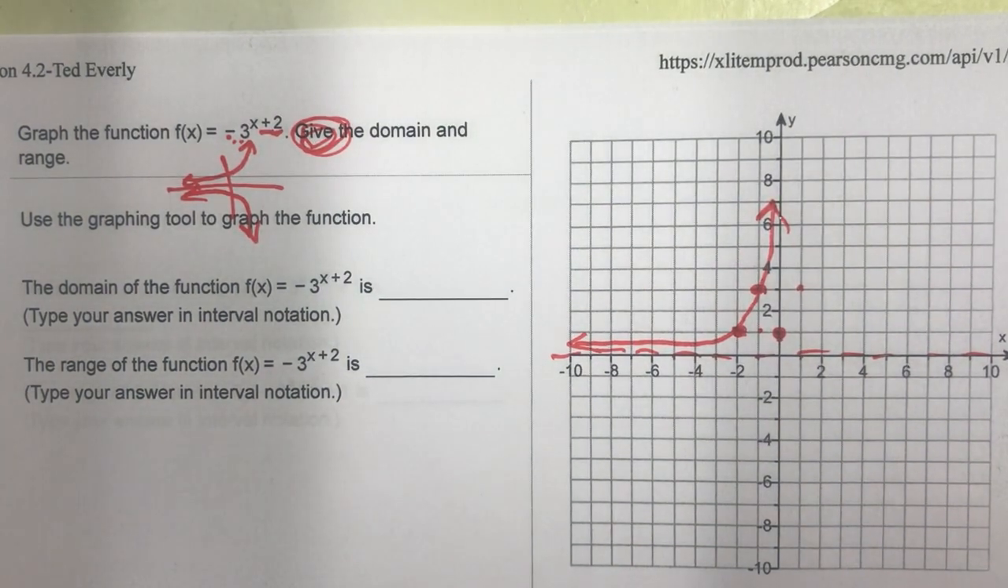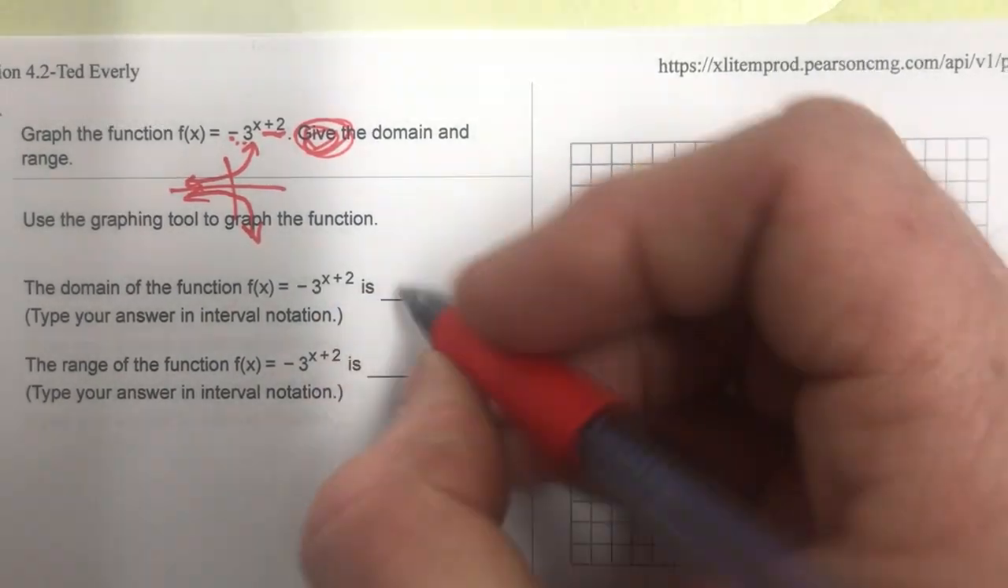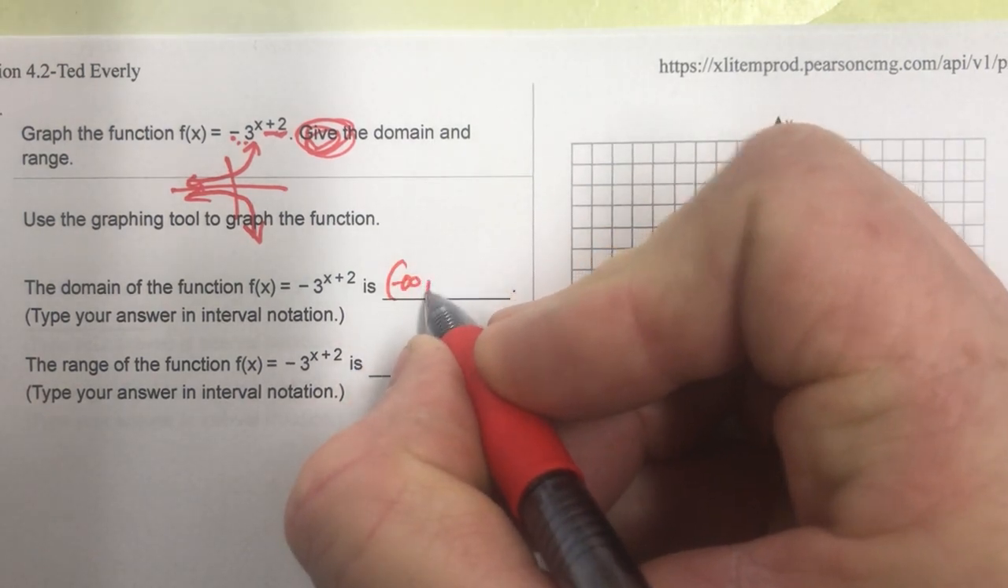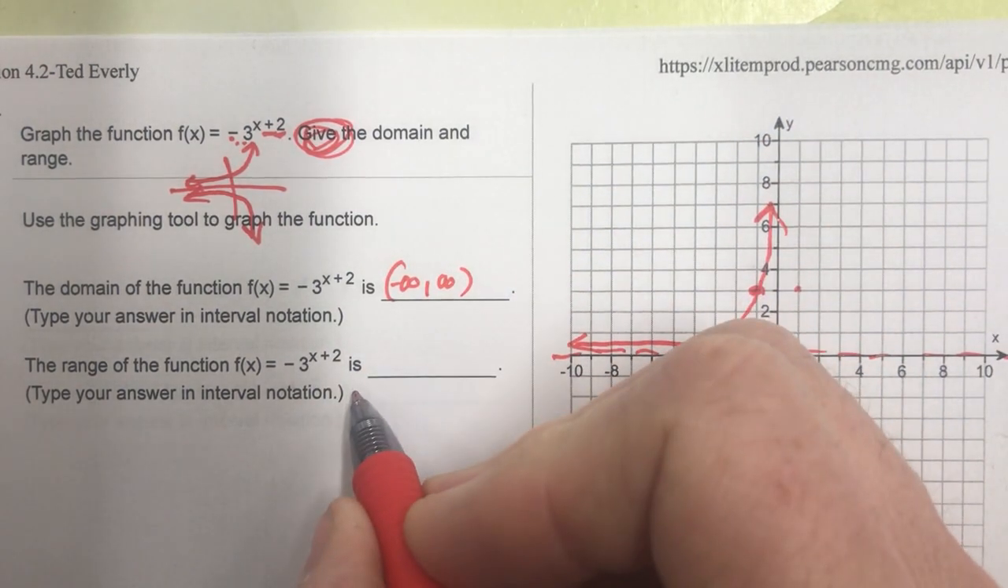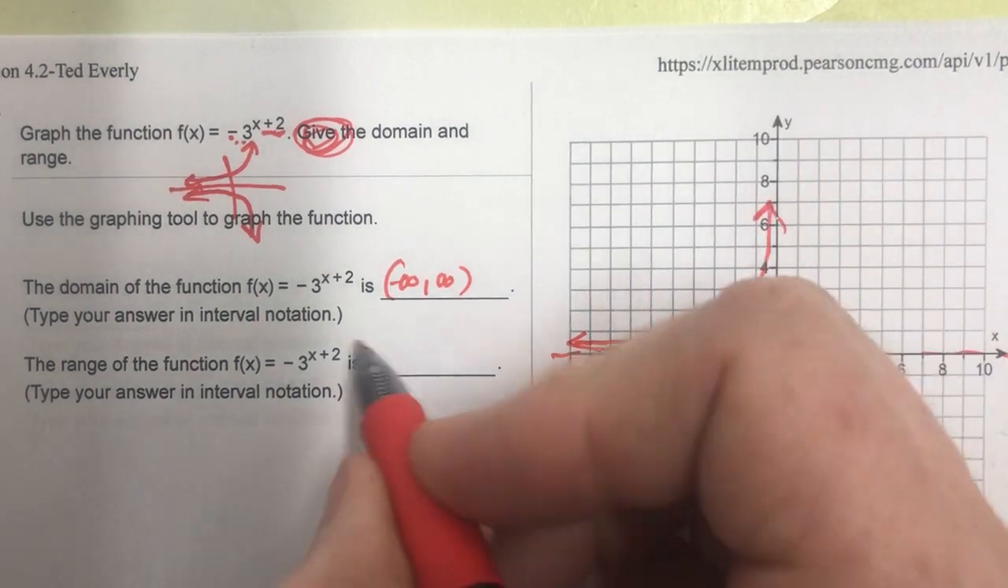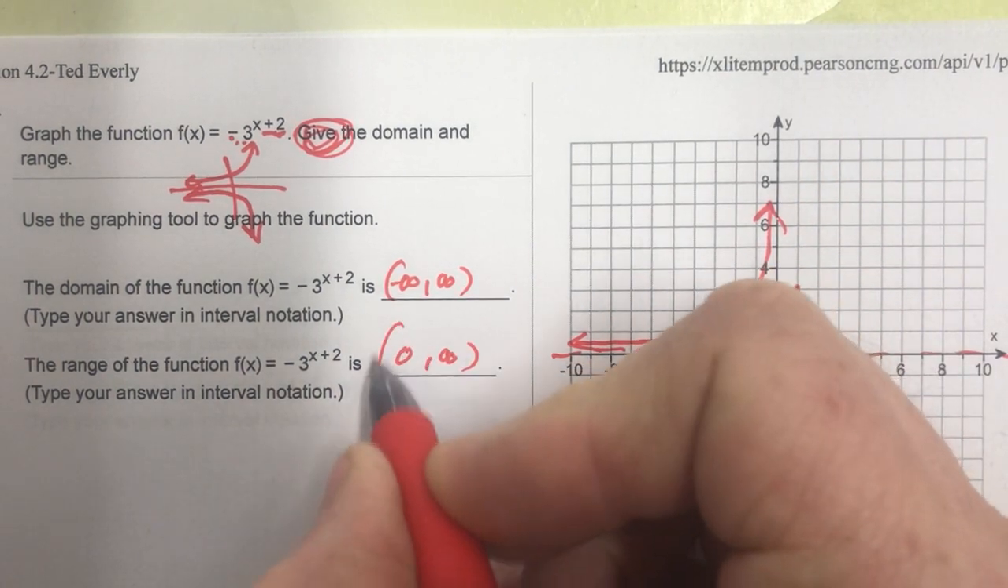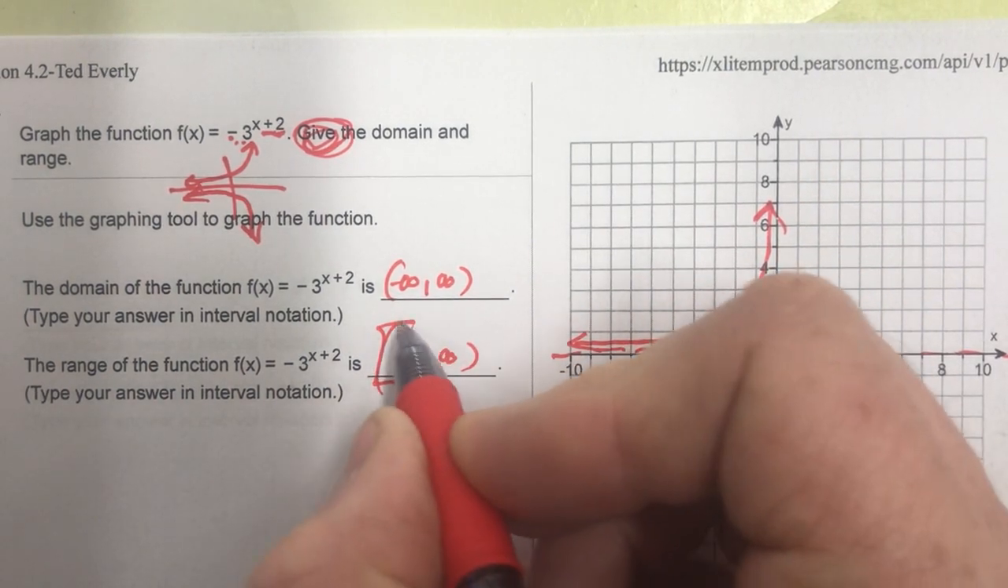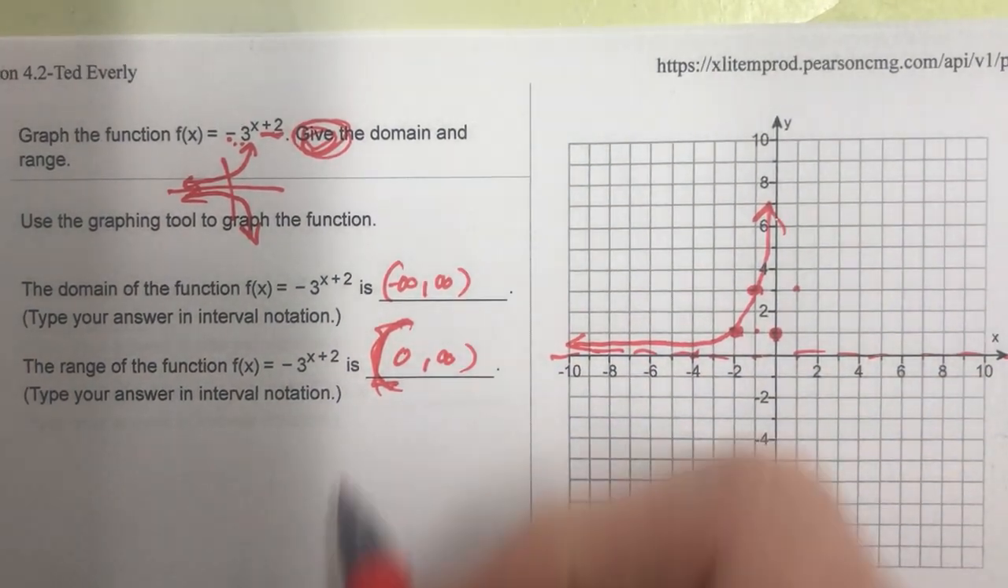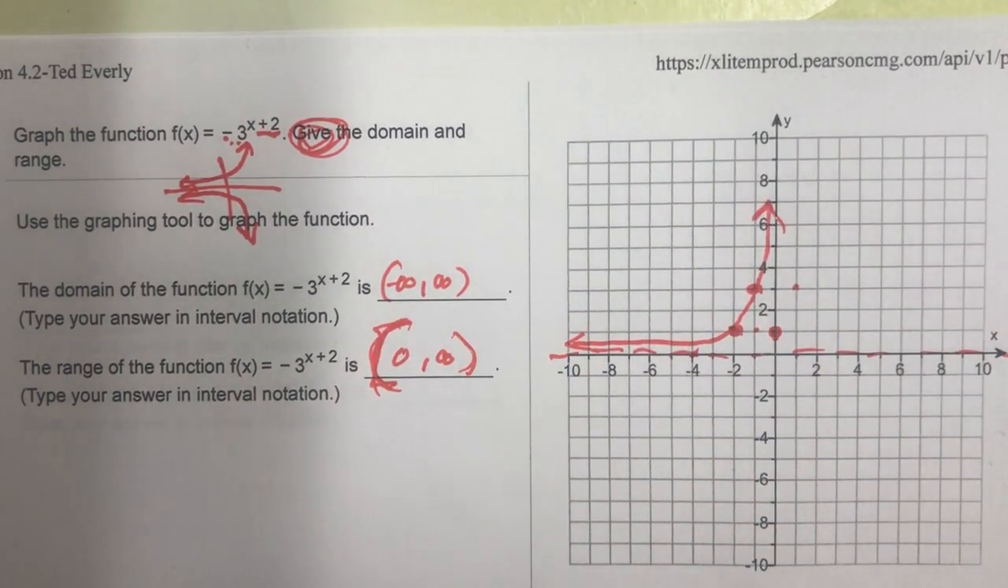Okay. Now what's the domain and range? Well, domain every time, man. Negative infinity to positive infinity. The range, it goes from 0 to infinity. And there never is a bracket on this, never. Because it never will equal 0. So it's always parentheses every time.